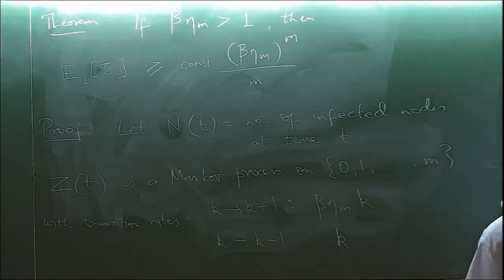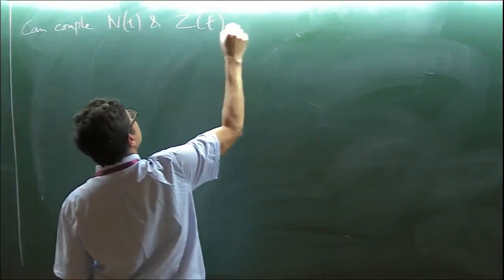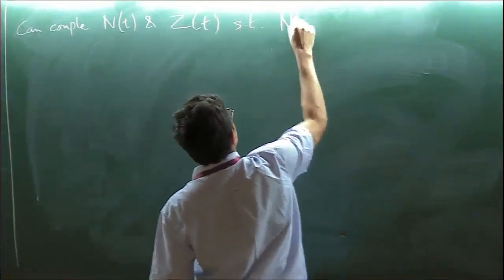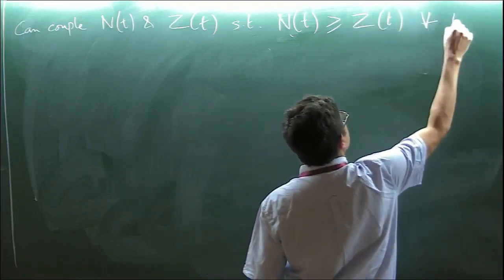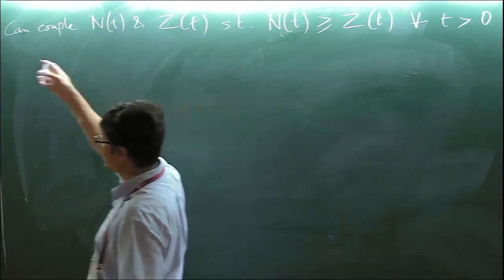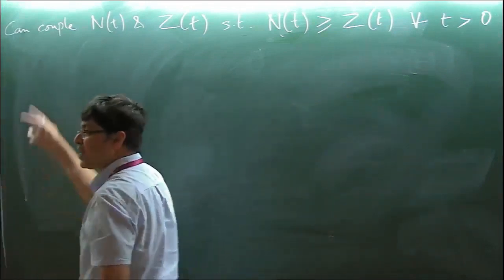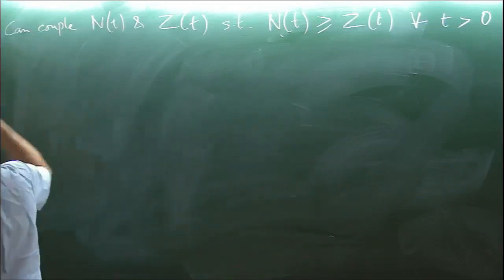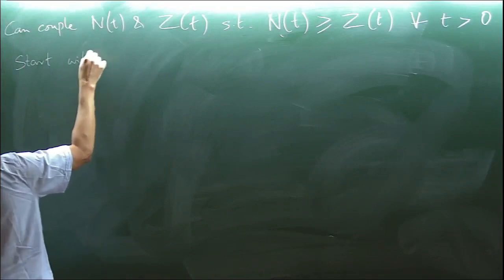So we can couple N_t and Z_t such that N_t is bigger or equal to Z_t for all t positive. And N_t starts with all nodes being infected. Z_t can only go up to m. And so let's start with Z_0 equals m.